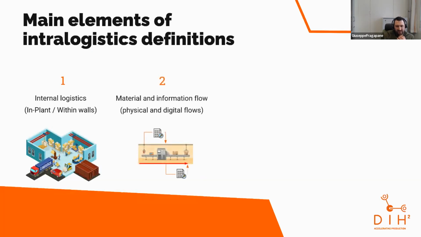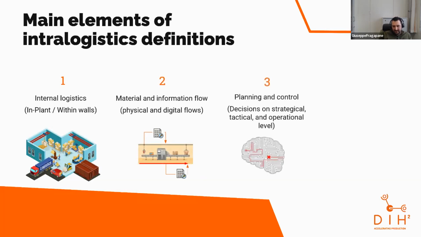The next is that we focus especially on the material and information flow. And here you see, again, we want to combine physical and digital flows. You can see here that the need for cyber-physical systems is getting higher. We focus in intralogistics mainly on planning and control. So what decisions have to be made on a strategic, tactical, and operational level? How should we move parts from A to B, and so on, and at which time?